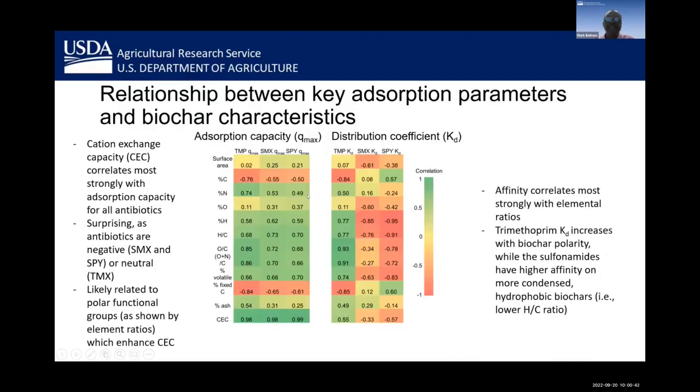And from there, you move on and look at the processes. All this absorption capacity is basically based on cation exchange, especially for those compounds that are negatively charged, like some of the sulfur compounds, and trimethoprim, which is a neutral compound. And the distribution is basically based on the hydrophobic properties of the biochar itself.